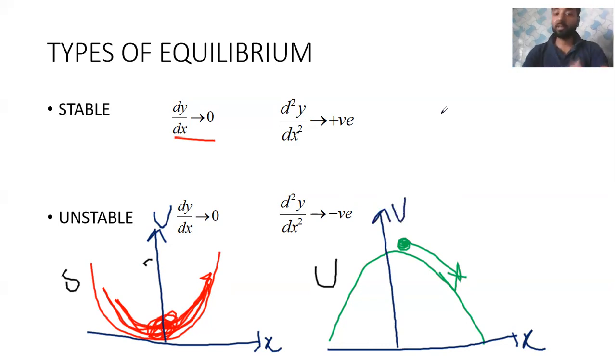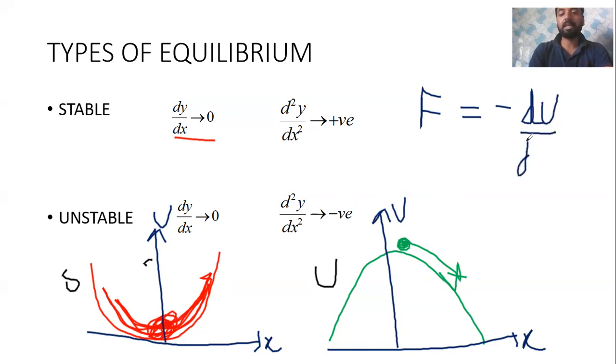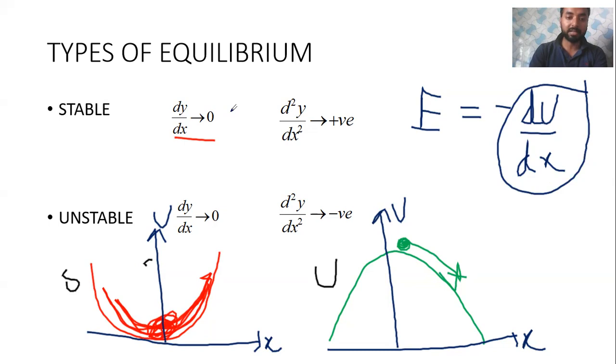Now, in the forces chapter, I had told you that for a conservative field, force F is given as F equals minus dU by dx, right? So what is equilibrium? When many forces are acting on a body, but all of them are cancelling each other. That condition is known as the equilibrium condition, when the net force on the body becomes zero. So net force is zero, and therefore dU by dx must be zero.